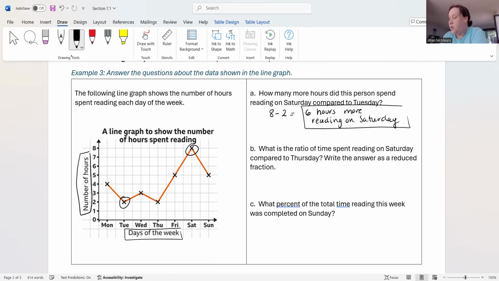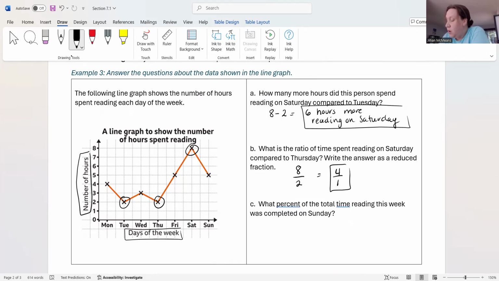For part B, it says, what is the ratio of time spent reading on Saturday compared to Thursday? Saturday we already know is 8 hours. Thursday was also just 2 hours. So we would say 8 to 2, or 4 to 1. So for every 4 hours spent reading on Saturday, only 1 hour was spent reading on Thursday.